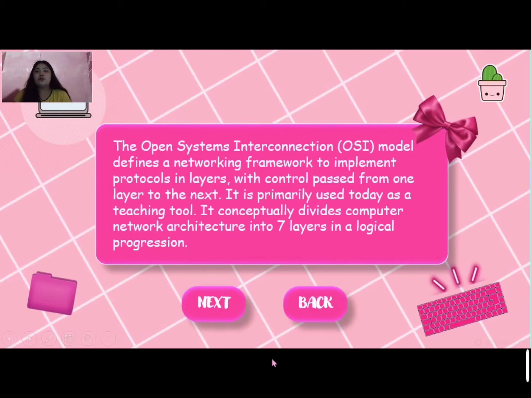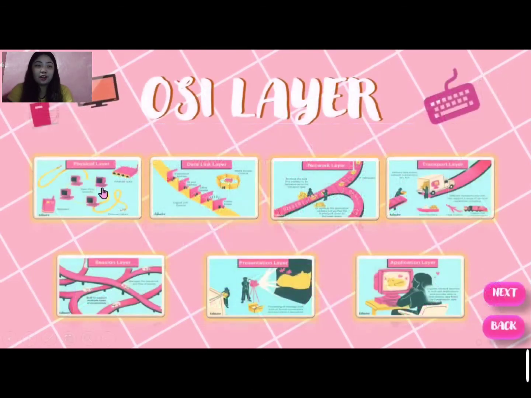The OSI model was originally conceived as a standard architecture for building network systems, and many popular network technologies today reflect the layered design of OSI. And those layers are physical layer, data link layer, network layer, transport layer, session layer, presentation layer, and application layer.